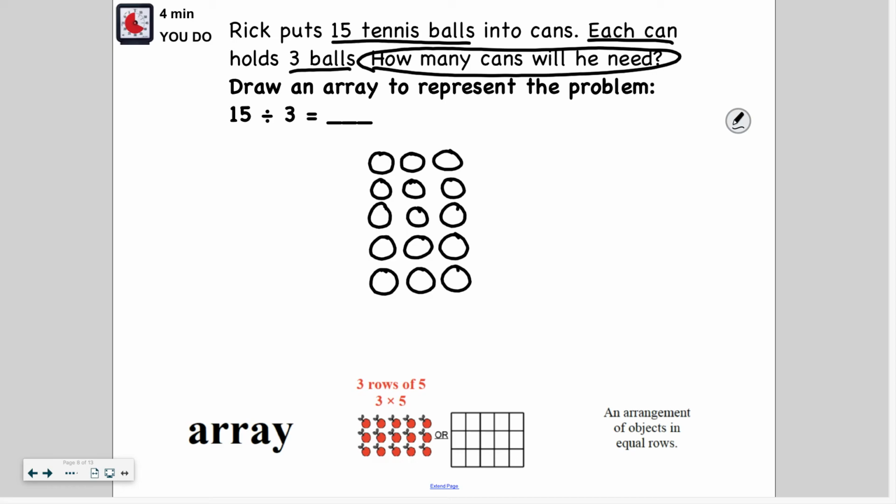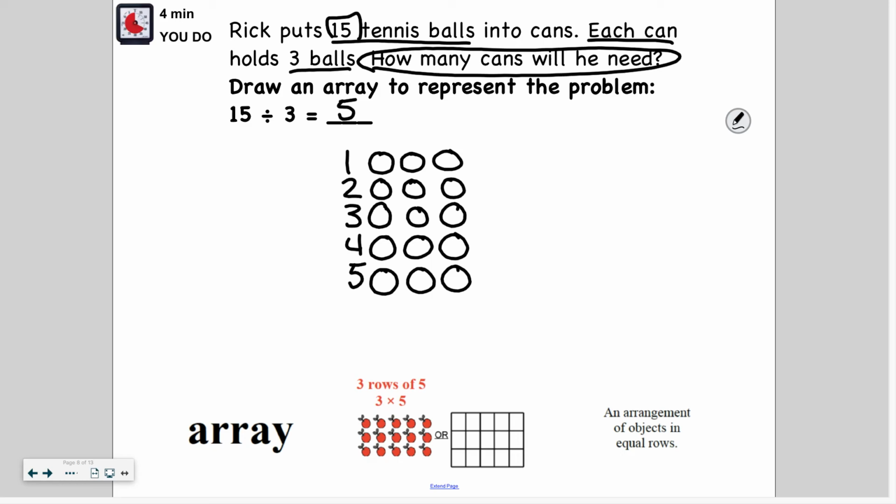So I can stop here because I've reached the number I started with, 15. So how many cans would that be? Well, 1 row, 1 can, 2 rows, 2 cans, 3, 4, 5. So he will need 5 cans. And 15 divided by 3 equals 5.